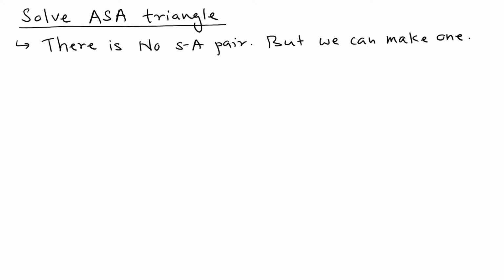As the next one, we're going to solve an ASA triangle. What is ASA? We have an angle, side, angle, but when you have angle-side-angle, the problem is that there is no side-angle pair. You cannot find a side and angle opposite to each other. But we can make one, since we know 2 angles, we can find the other angle using the A plus B plus C equals 180 property, and then we get a side-angle pair. So let's look at this problem now.